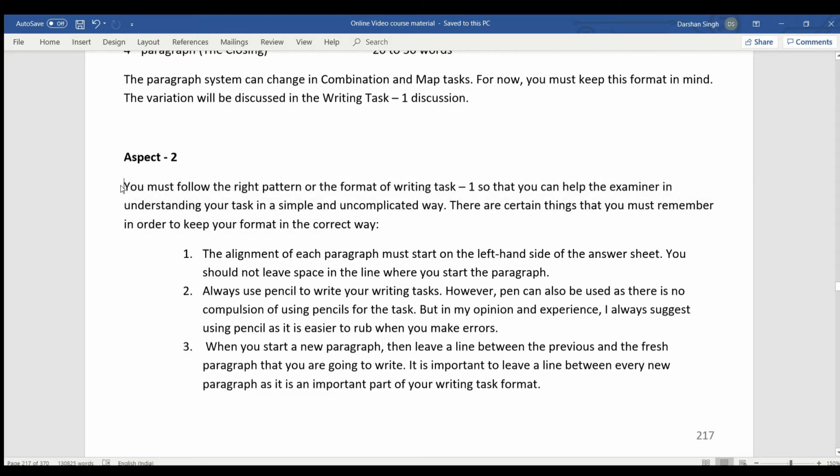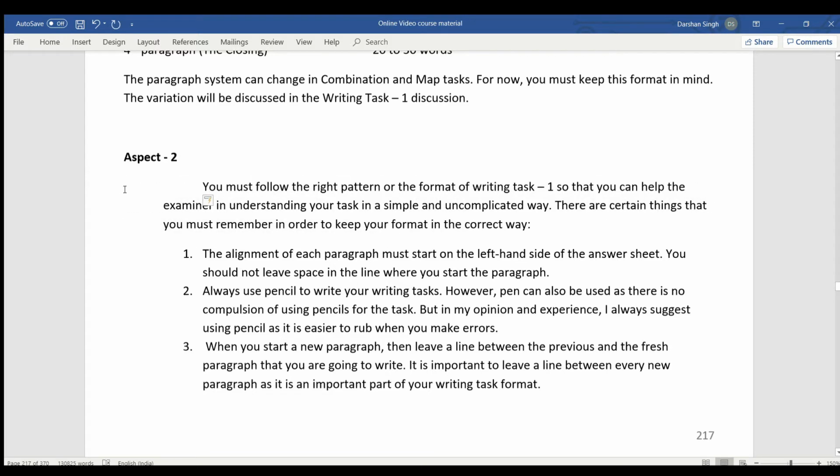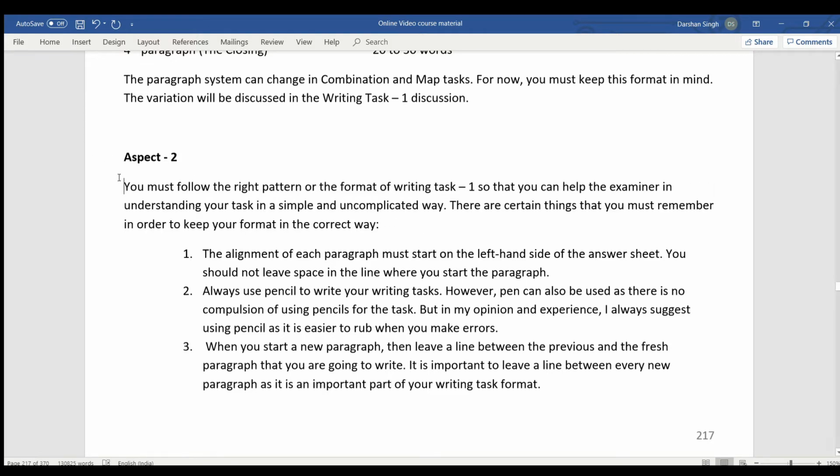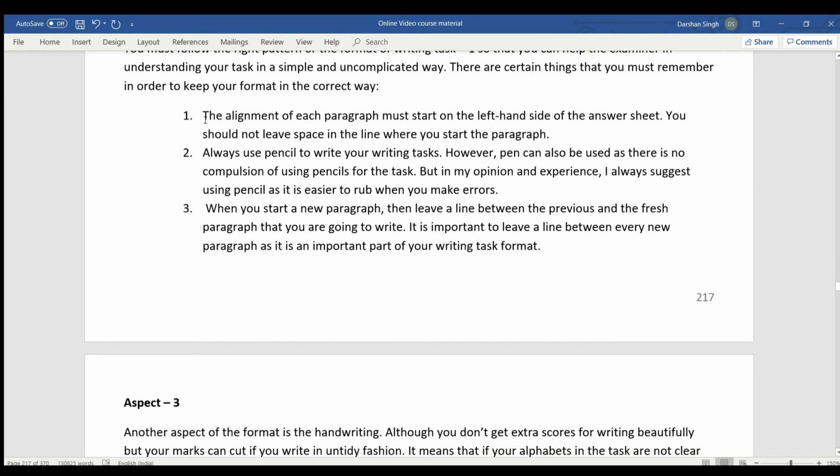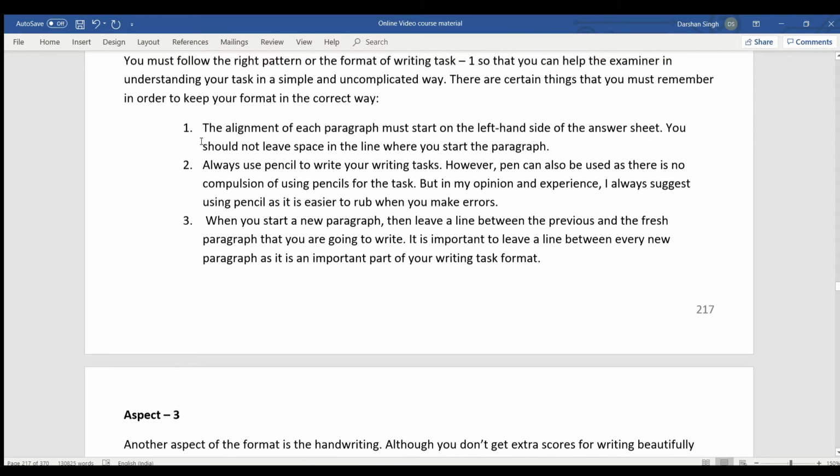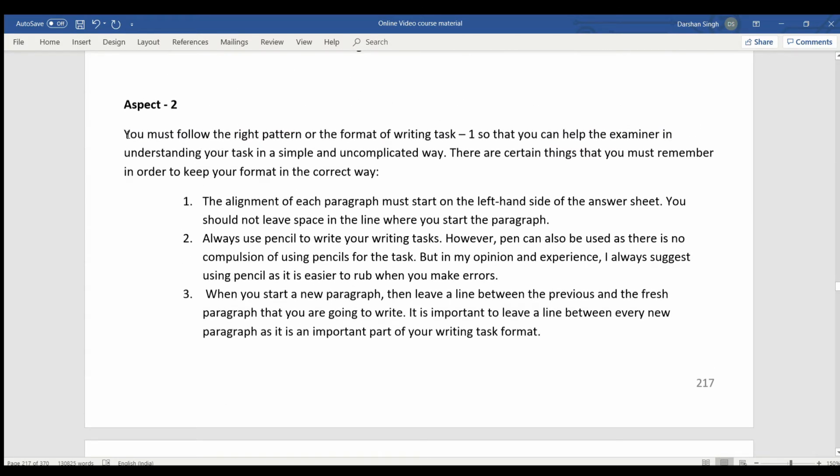Do not leave a space like this. This will be wrong. No space. Your alignment should stick to the left hand side, and alignment for each para should be on the left hand side. Whenever you start a new para, again the alignment should stick to the left hand side. Do not leave space in the line when you start a para.